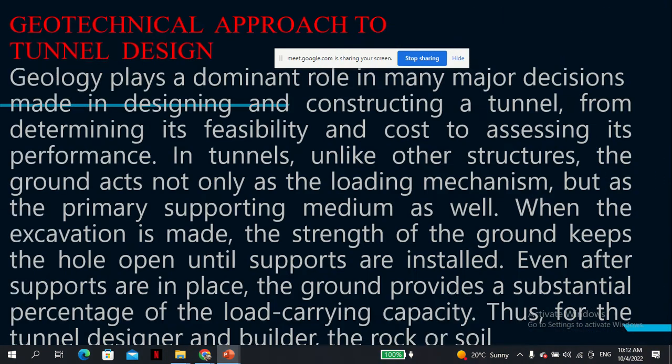Anyway, it's up to you. So the geology plays an important role in many of these decisions in designing and constructing a tunnel, from determining its feasibility and the cost to assessing its performance. In tunnels, unlike other structures, the ground acts not only as the loading mechanism but also as the primary supporting medium.